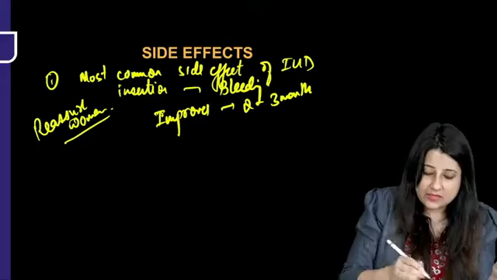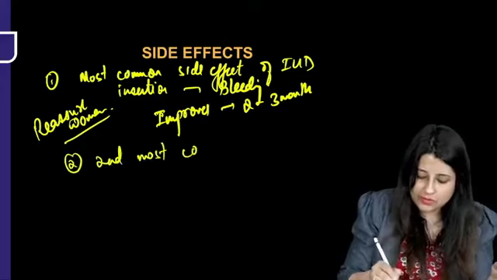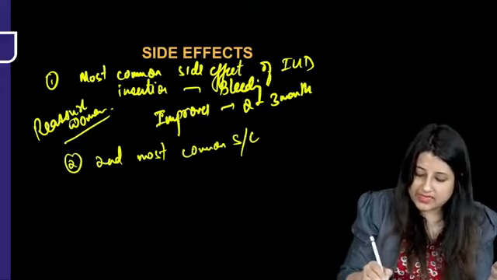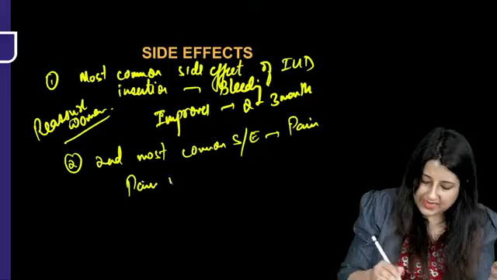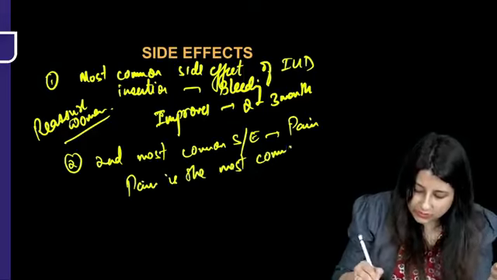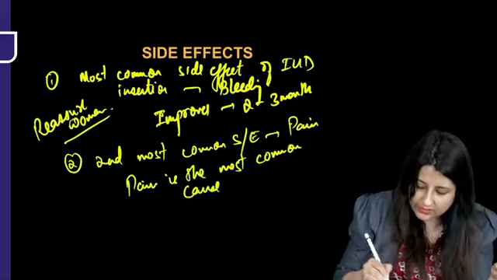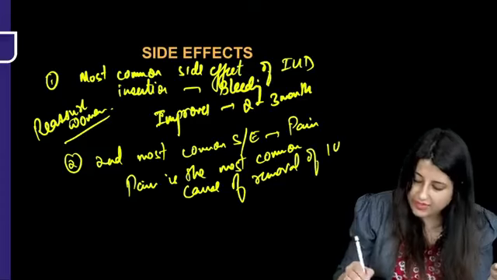Okay, then what is the second most common side effect? The second most common side effect, everybody, is pain. Okay? Pain. But please remember, pain is the most common cause of removal. Pain is what? The most common cause of removal of IUD. Pain is the most common cause of removal of IUDs.